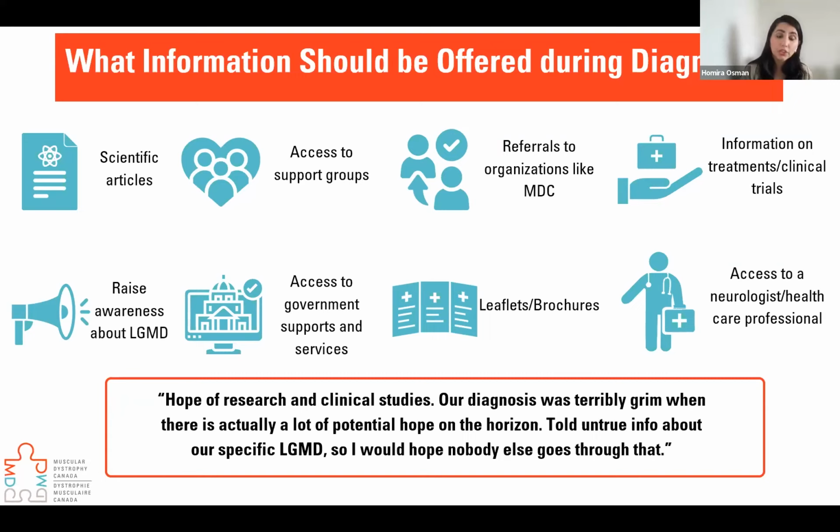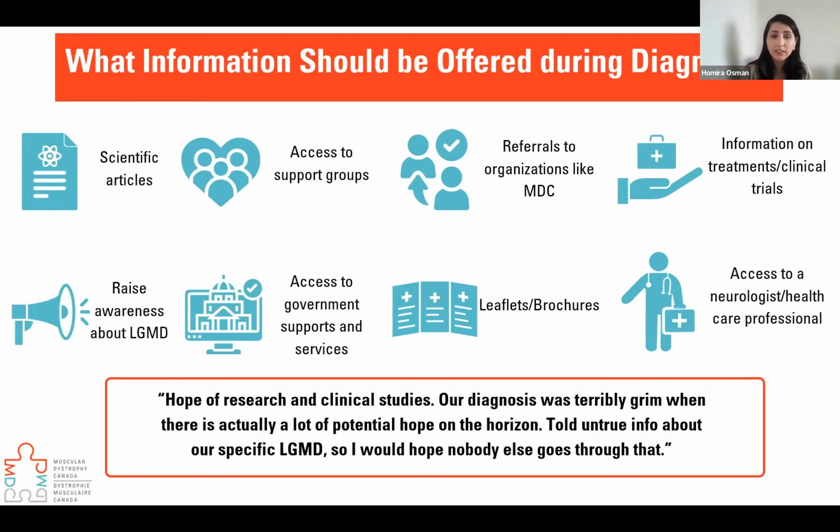It was that we should have scientific articles. We should have the latest evidence be offered in a way that's plain language and easy to understand. We should have access to support groups. We should have referrals to organizations like MDC. We should have information on clinical trials. We should have this really good information on limb-girdle, ways that I can even raise that with my employer or with my family, with my friends.